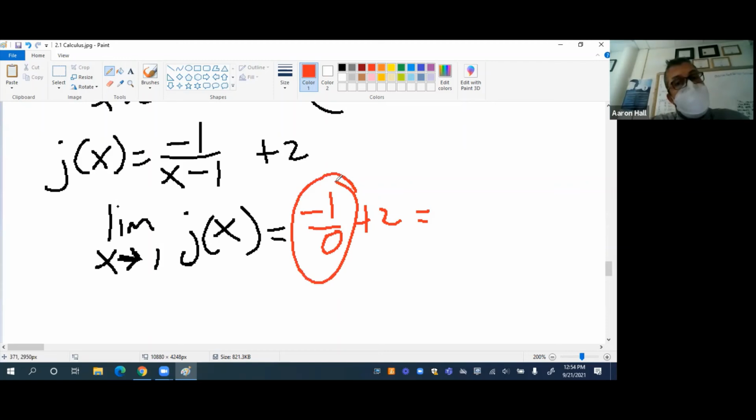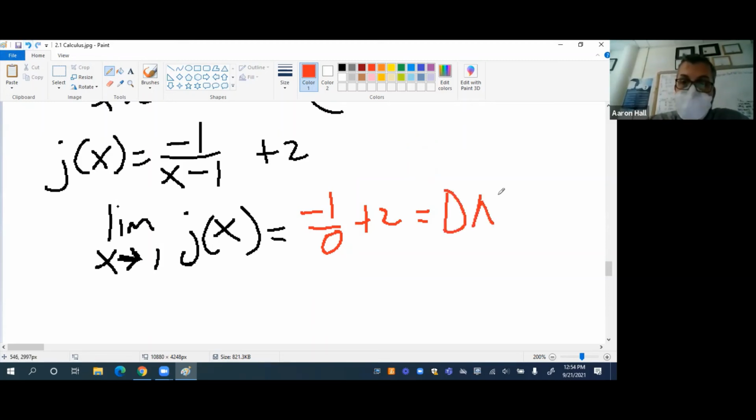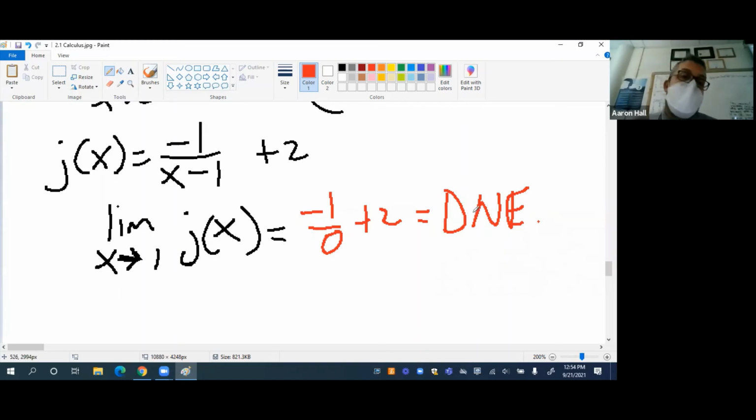Is this indeterminate? It's 0 over 0? No, so what is this? It does not exist. I'm going to graph this. I want you to take a look at what it means if our limit does not exist.